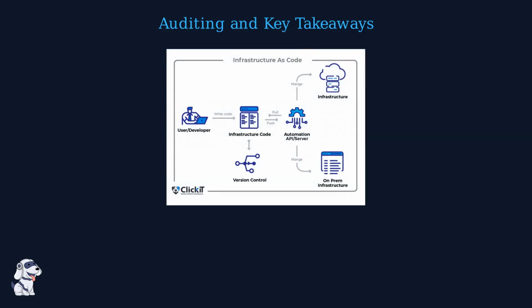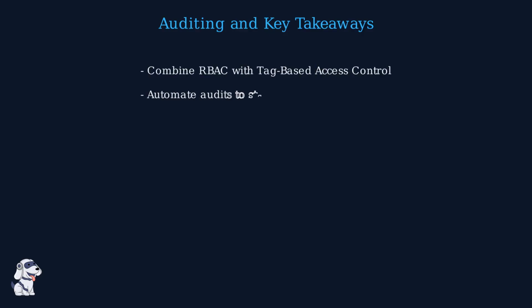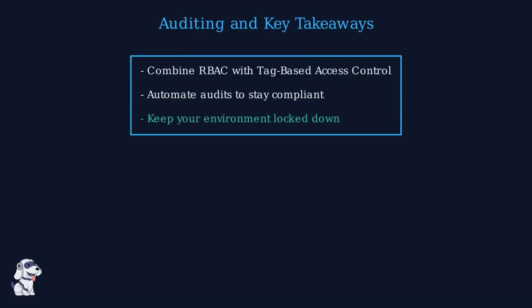Stop manual grant hell by moving your security into your CI/CD pipelines. Treating governance as code ensures every permission is tracked, auditable, and version controlled. In summary, combine RBAC with tag-based access control, automate your audits, and keep your environment locked down. By following these steps, you will keep your Snowflake environment safe and audit ready.